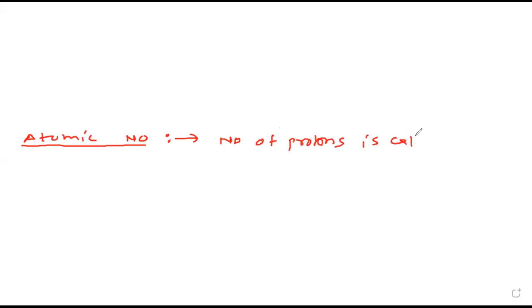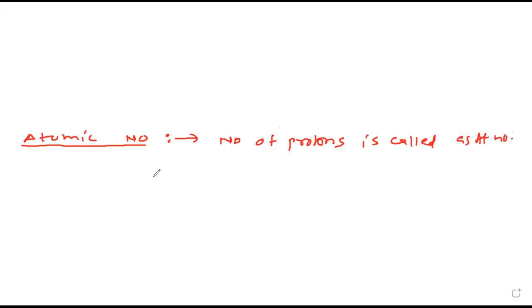Some theory we are doing, then I'm starting with MCQ. What is atomic number? Number of protons or number of electrons? Correct. Very good. Number of proton is called atomic number, and number of proton will be equal to number of electrons. Number of protons is called as atomic number.